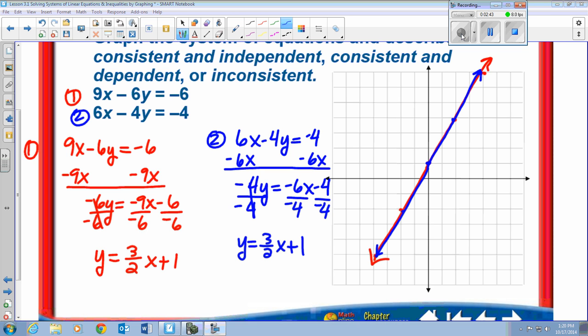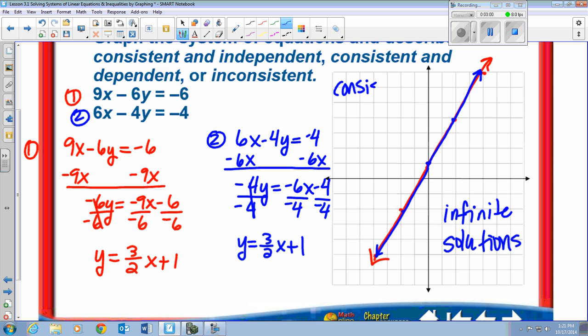They don't share no points, they share every point. So infinite solutions. And you may want to write a note to yourself, infinite solutions when they're the same line. Infinite solutions, they share every point. And is this consistent or inconsistent? Consistent, so that means there's an answer. Is it independent or dependent? Dependent, because one line is the same as the other, they're dependent.